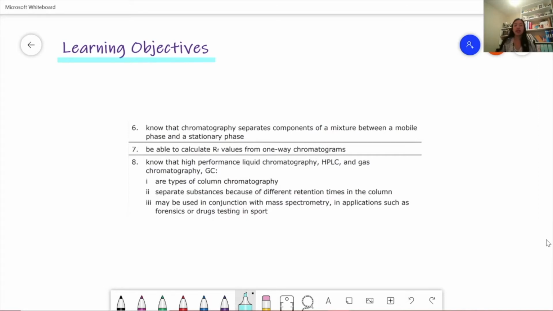We're then going to know that HPLC, or high-performance liquid chromatography, and gas chromatography are types of column chromatography. They separate substances because of different retention times in the column, and they may be used in conjunction with mass spectrometry in applications such as forensics or drugs testing in sport.